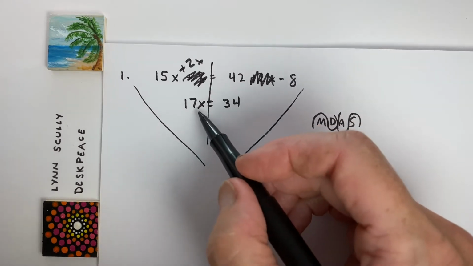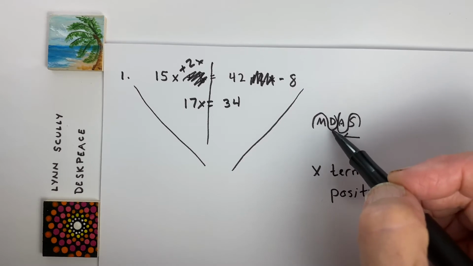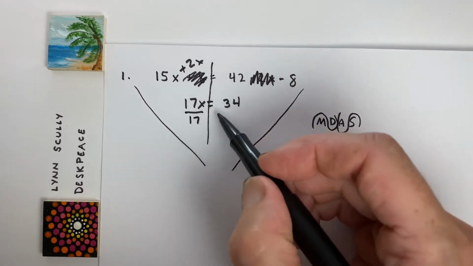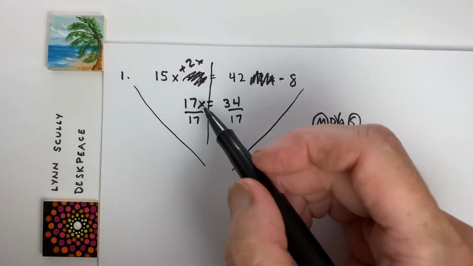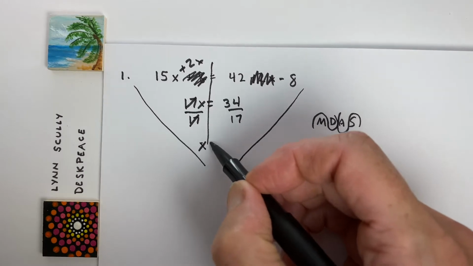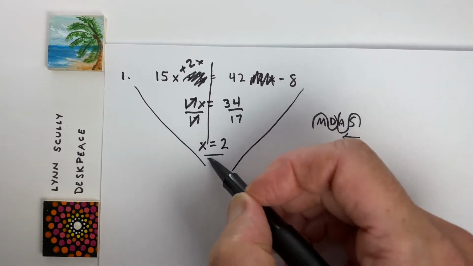I want to get the x alone. 17 is attached by multiplication, and its complement is division. So to move it to the other side of the equal sign, I divide both sides by 17. Because 17 over 17 reduces to 1, I have 1x equals 34 divided by 17 is 2.